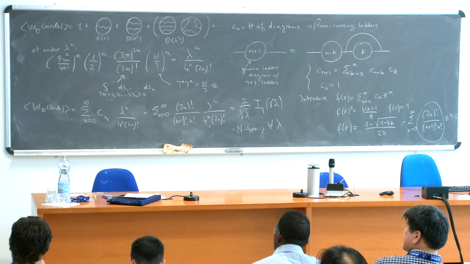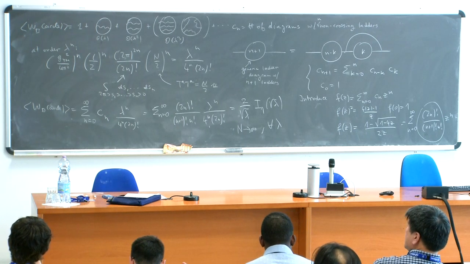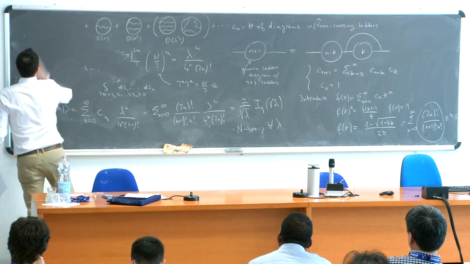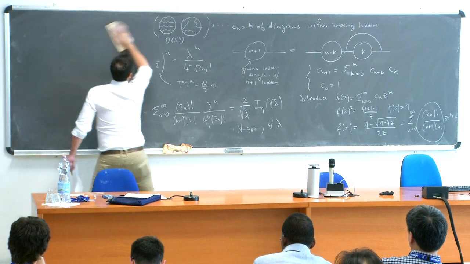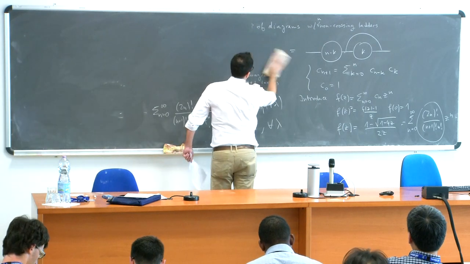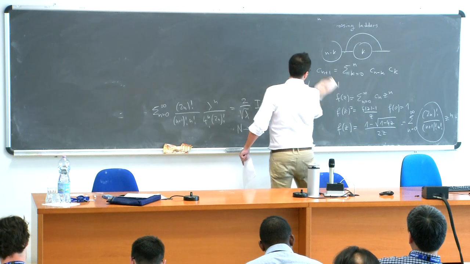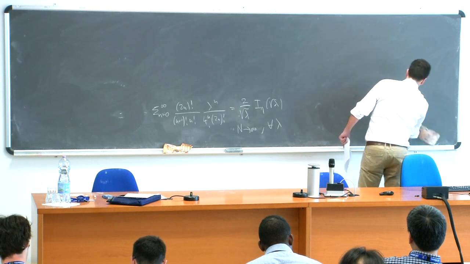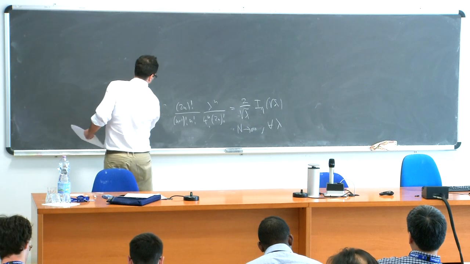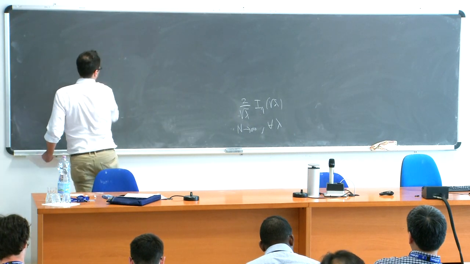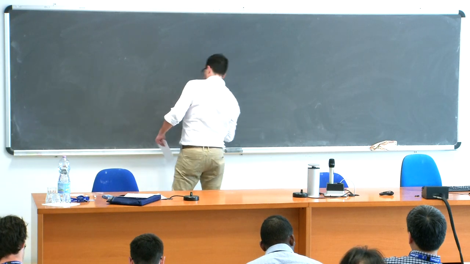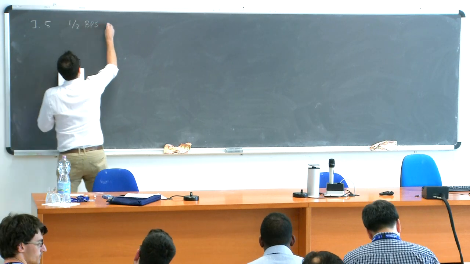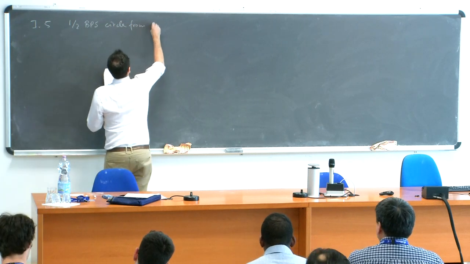So this was pure perturbation theory and combinatorics. And now let's redo this computation using localization. And so this is when I'm going to connect with today's lecture by Francesco. So 1.5, the 1/2 BPS circle from a matrix model.